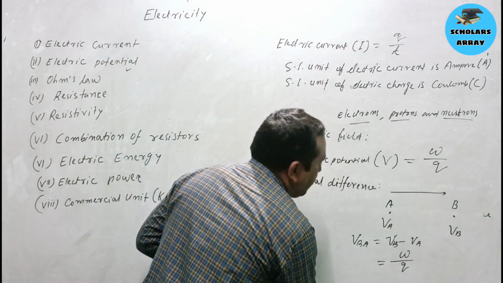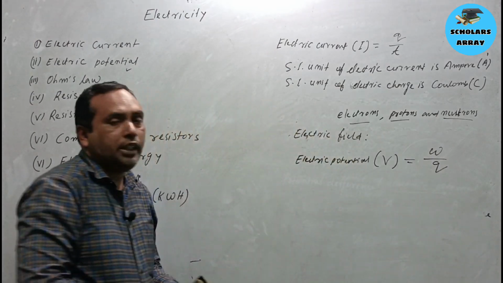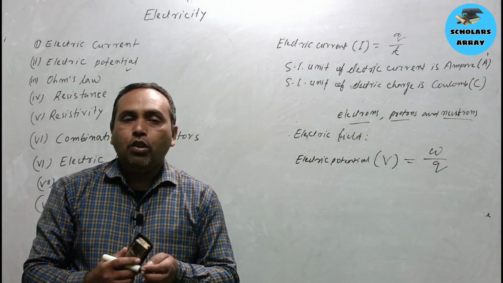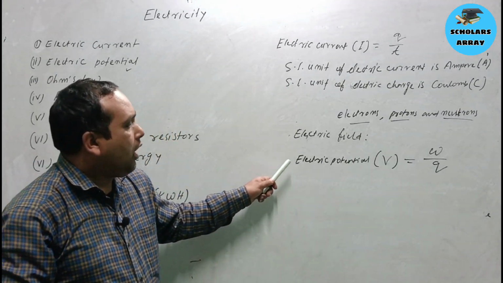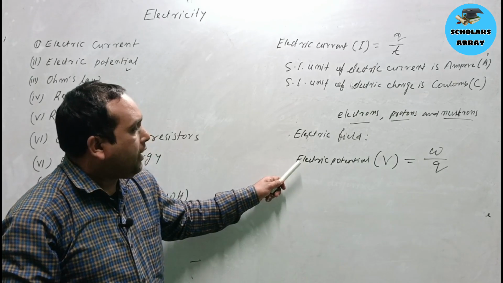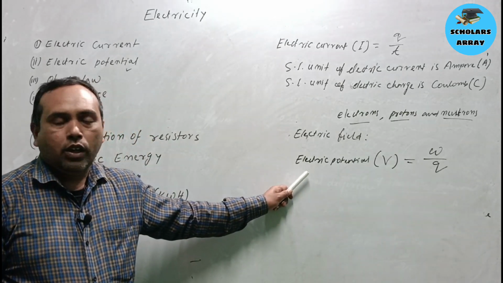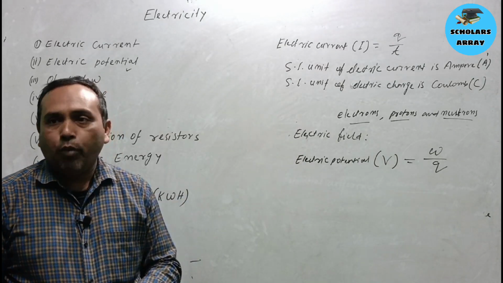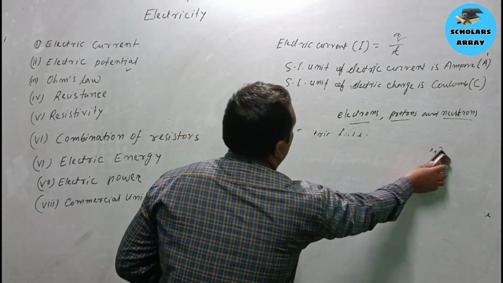Since it is potential only, the SI unit of potential difference will also be volt. As we had the unit of electric potential as volt, it is also volt only. So our next topic will be Ohm's law.